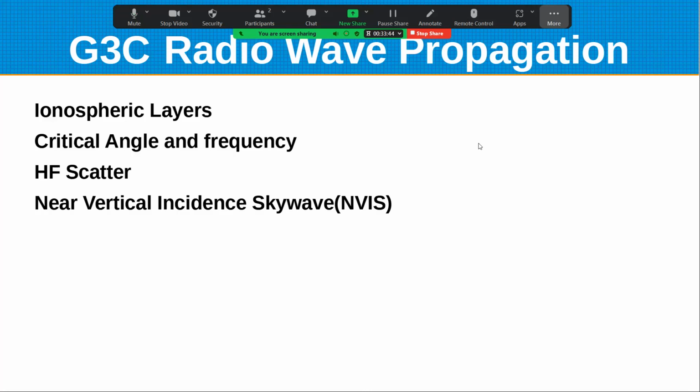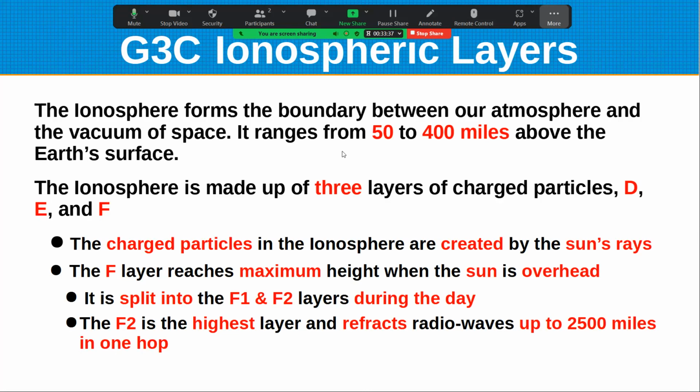Thank you. We're going to talk about ionospheric layers, critical angle, frequency, scatter, and NVIS. The ionosphere ranges from 50 to 400 miles above the Earth's surface. I haven't tried to compare because a lot of times they'll represent it in kilometers, and I don't know if those kilometer things were equivalent to the miles or not. It's basically made up of three layers: the D layer, the E layer, and the F layer.